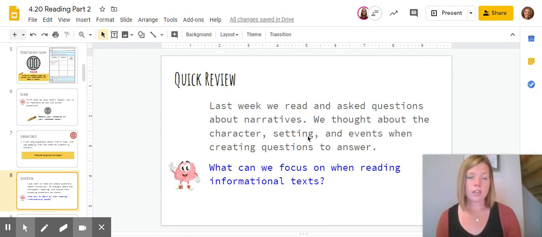And if you'll remember, informational texts are texts that are meant to inform people about a topic, right? So there won't necessarily be characters or settings or an event, right? So today, instead of using the character, setting, and events, I want you to think, what can we focus on when reading informational text? So what part of an informational text can we focus on to help us ask questions, to help us answer these questions? Because we can't focus on the character, the setting, and events. So what do you think that we could possibly focus on today to help us come up with those questions?